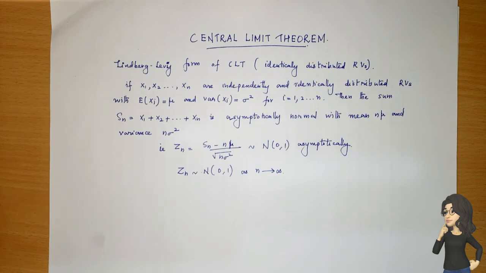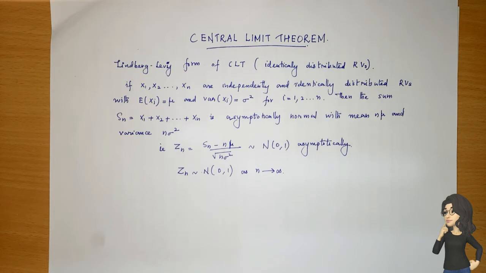If x1, x2, etc. xn are independently and identically distributed random variables with expectation, or mean, mu and variance sigma square for all i equal to 1 to n, then the sum x1 plus x2 plus etc. xn is asymptotically normal with mean n mu and variance n sigma square. So this is what the Lindeberg-Levy central limit theorem says, and it is for independent and identically distributed random variables.